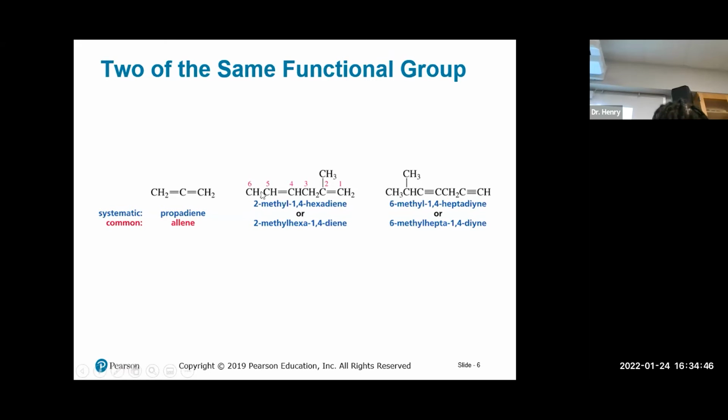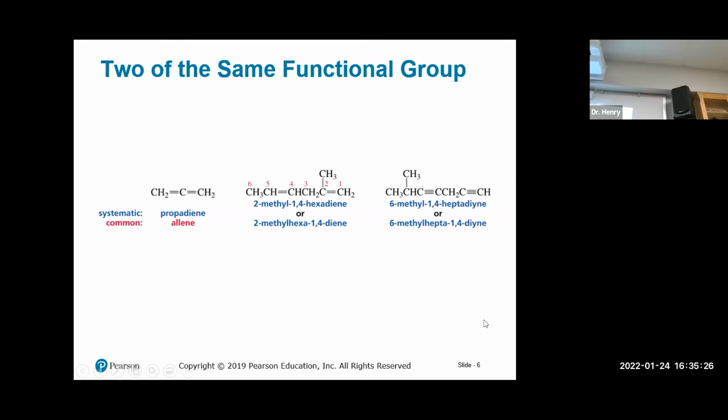Okay, so here we have 1, 2, 3, 4, 5, 6, a 6 carbon chain. We have 2 double bonds, right? And we have a methyl coming off, so it'll be 2 methyl. It's 1, 4 hexadiene. Or we could do it where we put the 1, 4 internal. Both ways are acceptable.